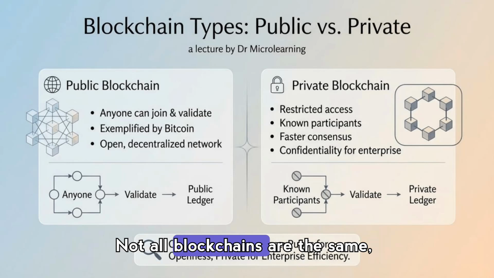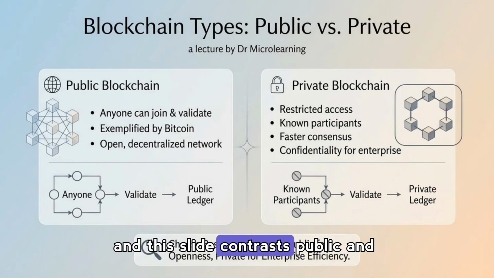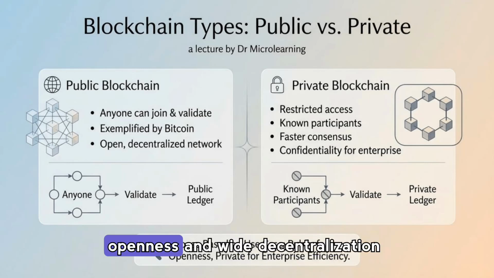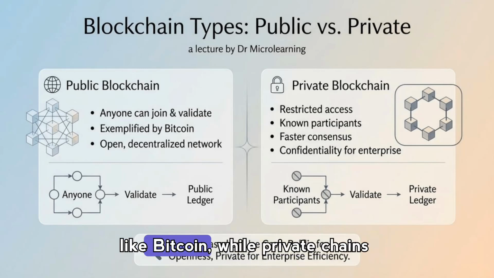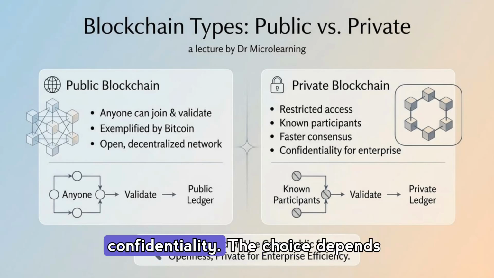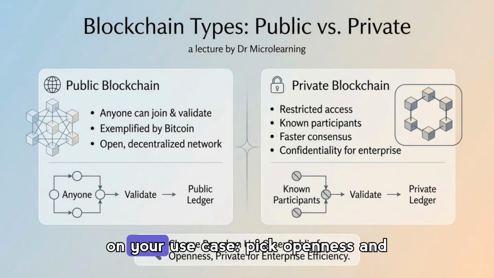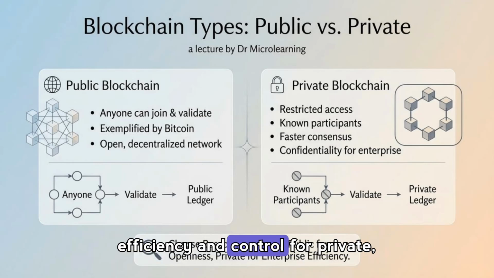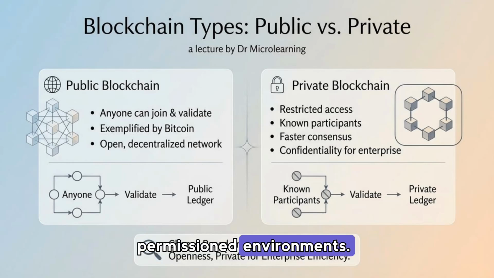Not all blockchains are the same, and this slide contrasts public and private designs. Public chains let anyone join and validate, offering openness and wide decentralization like Bitcoin, while private chains restrict participation for faster consensus and enterprise confidentiality. The choice depends on your use case. Pick openness and transparency for public networks, or efficiency and control for private, permissioned environments.